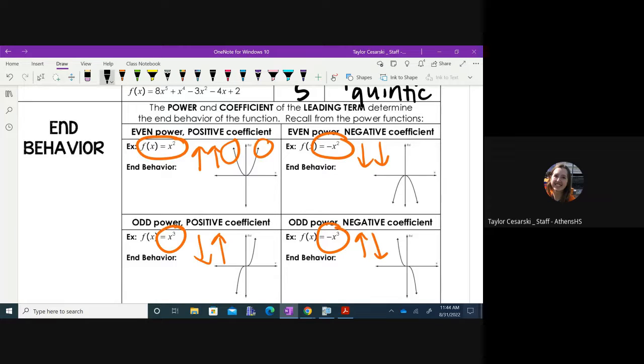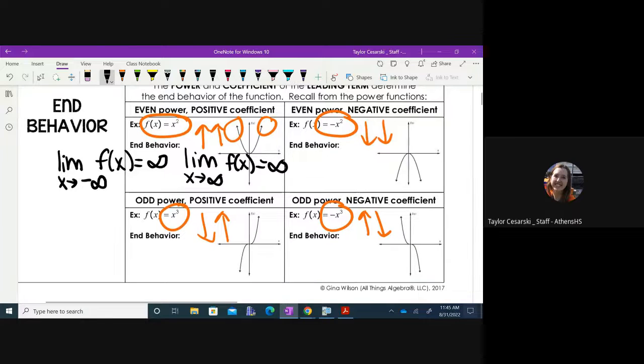So to write this in limit notation, we write the word lim as x approaches negative infinity. That's what that arrow symbolizes. So that's talking about what's happening on the left side. So what's happening as x gets smaller and smaller and smaller? Well, it's going up, so that's going to be approaching positive infinity. We can say the same thing for the right side. The limit as x approaches positive infinity, as x gets bigger and bigger and bigger, it goes up towards positive infinity as well.